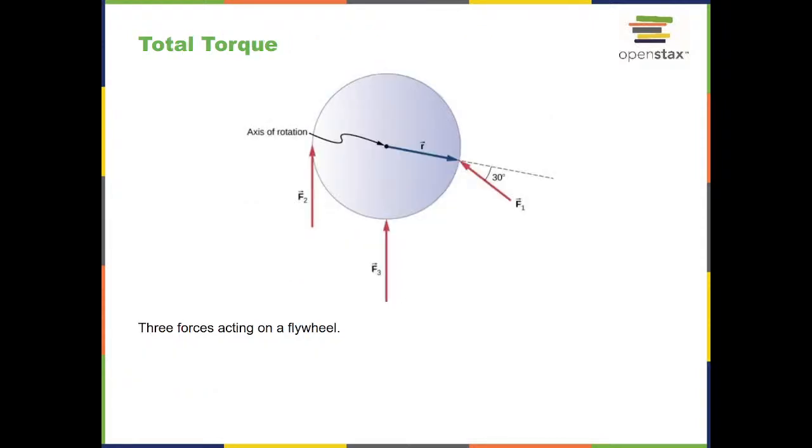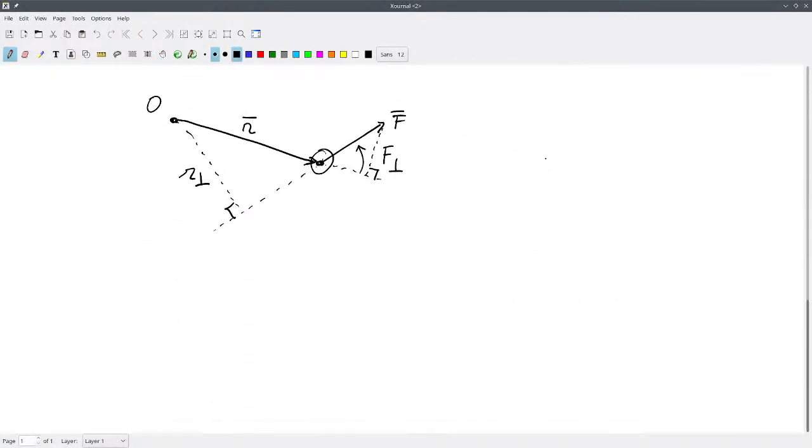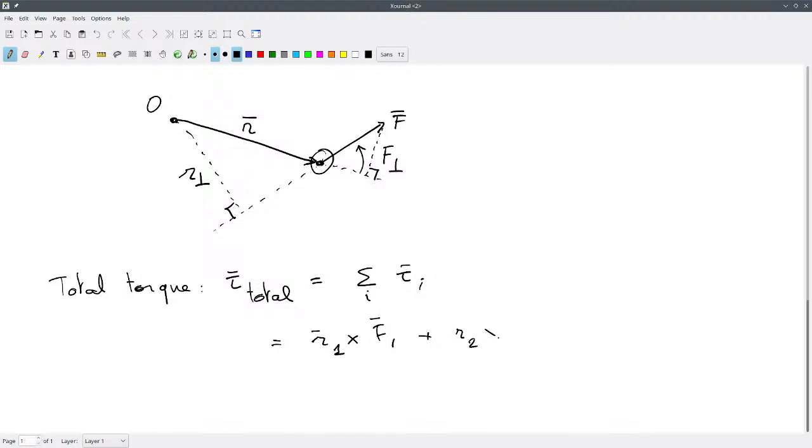Now, how do we deal with multiple forces applying at multiple places? How do we deal with different kinds of torques? Do we first add the forces? Do we add the vectors R? No, it's much easier than that. To get the total torque, we just add all of the individual torques. So total torque, tau total, is equal to just the sum of all of the individual torques. So that might be R1 cross F1 plus R2 cross F2 plus, and so on.